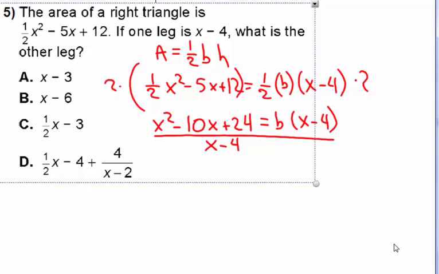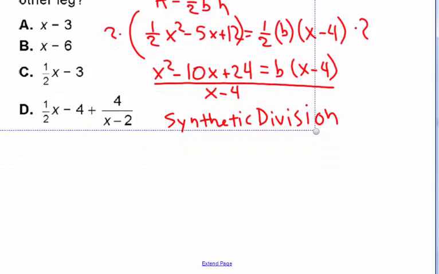Alright, so this would be a great situation to use synthetic division on, because we can easily solve this with minimal work this way. So remember, the first number we put down is what makes x minus 4 equal 0. So we have to put a positive 4 down. With synthetic division, you always have to write the opposite. And then we just set everything up.